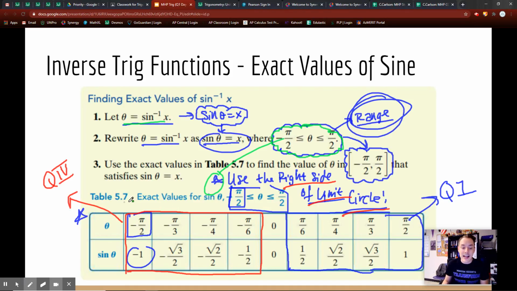Again, I'm not going to explain it in that much detail with cosine, but before we get there, let's actually do some examples. So let's erase.